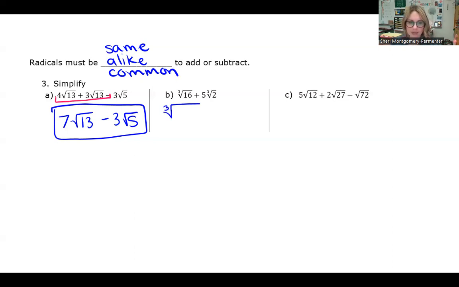So I'm going to take that and I'm going to start simplifying it. 16 is the same thing as 8 times 2. I'm not doing anything with the second radical. And then I know that 8 is in the cube column. It's the same thing as 2 to the third power.